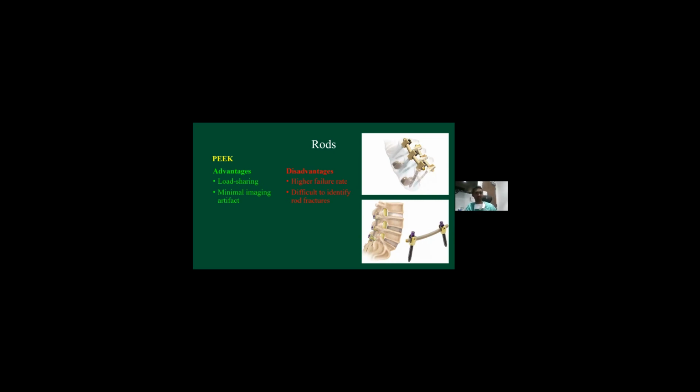However, because of the lower elasticity of PEEK, these rods have a higher failure rate, and they have a greater rate of reoperation compared to titanium and stainless steel, as shown in comparative studies. PEEK is also a radiolucent material, so compared to other metals, it only produces a very minor artifact on CT and MRI. However, because it's more radiolucent, it also makes it more difficult to identify any sort of rod fracture. So some PEEK rods have been mixed with a contrast agent to help improve visibility on imaging.